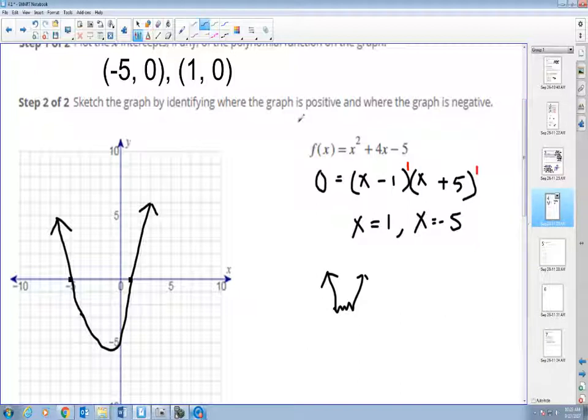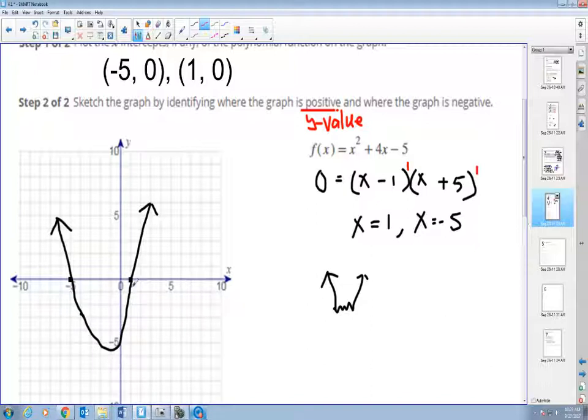Now when the problem says identify where the graph is positive, that positive is referring to the y value. Where are the y values positive, negative? So our reference is the two x-intercepts. So to the left side of this x-intercept, the y value is positive, on the top, above the x-axis.